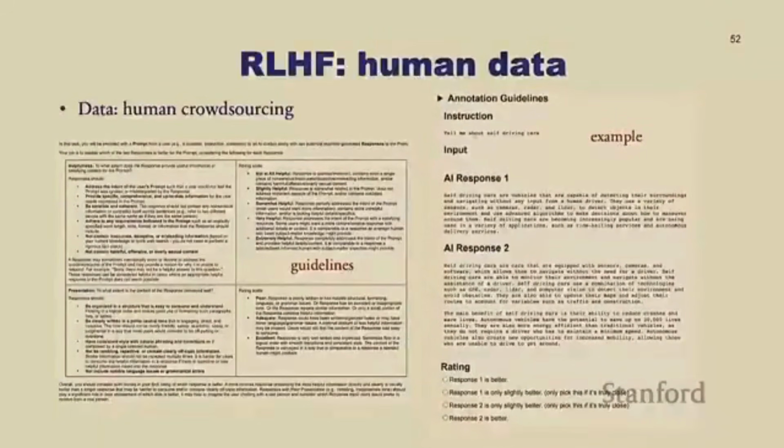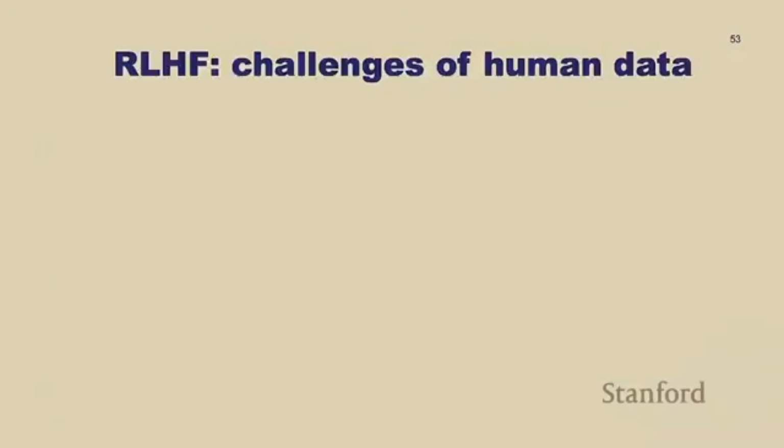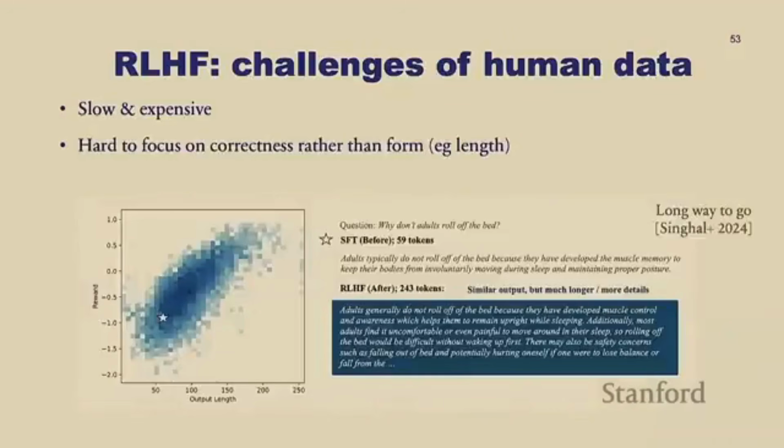And as a result, the problem with humans is that you will start optimizing a lot of high-level features. For example, the second one is longer. I can guarantee you that most humans will choose the second one, even though maybe the first one is better. I don't know, I haven't read it carefully. So the challenges with humans: first, slow and expensive. Second, as I just mentioned, it's hard to focus on things that matter, like correctness. And people usually look at things that don't matter as much, like the form, like length.